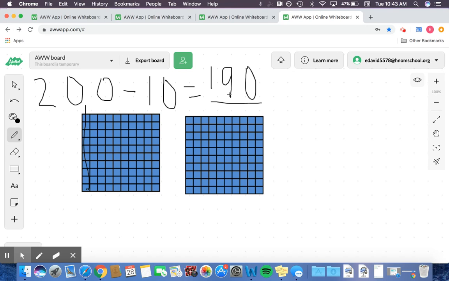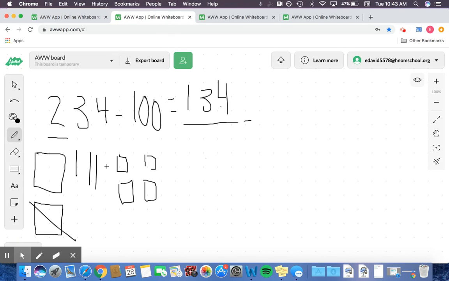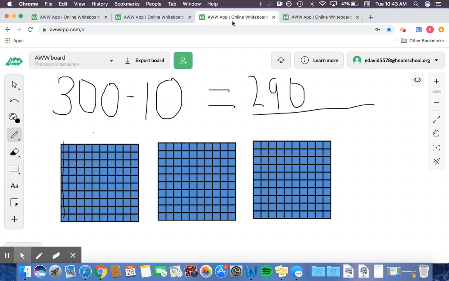That's only sometimes though. Okay, so today you are subtracting tens and hundreds mentally, which means in your head. Remember, when you subtract a 10, like in this first example, the digit in the tens place goes down by 1. When you're subtracting 100, the digit in the hundreds place goes down by 1. And sometimes the digits in the tens place and the hundreds place will change.